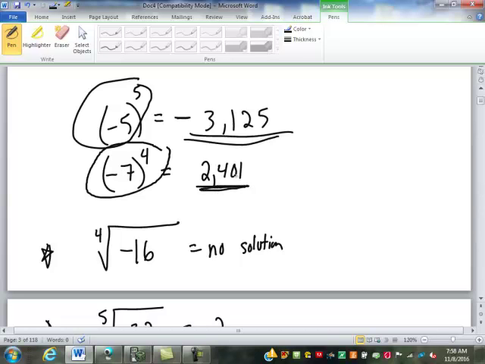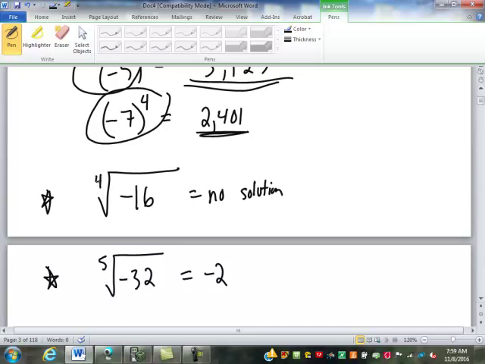what we start with. So here, to take the even root, this is saying what number to the power of 4 will be a negative 16? Well, since 4 is an even power, there is no number we can take to the 4th power to get a negative 16. Anything to the 4th power will be positive. So that must be no solution. So the moral of the story is we cannot do even roots of negatives, but we can do odd roots of negatives.